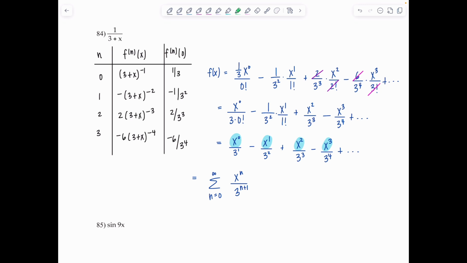And then PS, it's alternating. It is alternating. The first term is positive. So then we're going to have negative 1 to the n. And that's it. Yep.